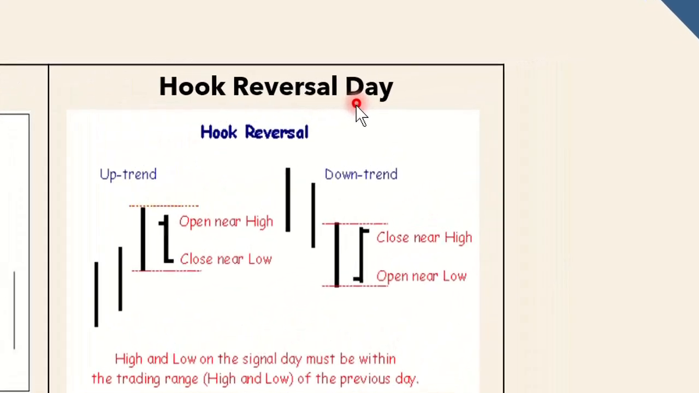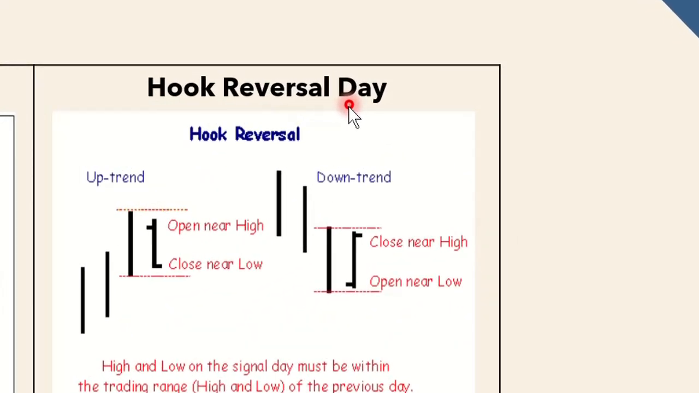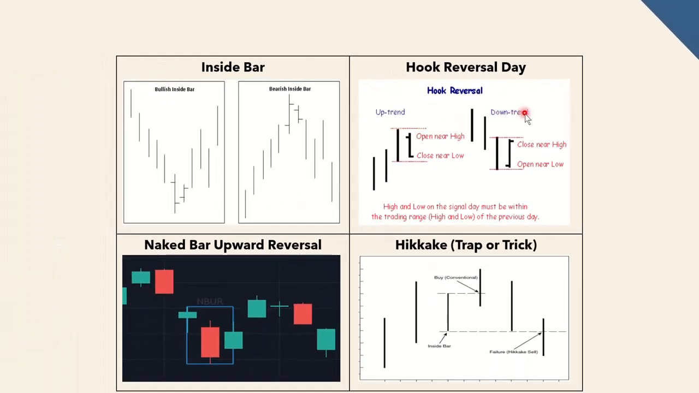Hook reversal day. Hook reversal occurs after a series of upward thrust bars called run bars. Then suddenly a narrow range bar occurs with specific characteristics. An inside bar that opens at its high and closes at its low. This signals that the momentum built up during the run has reached a climax and the trend reverses. What we discussed is for uptrend and the opposite is true for downtrend.